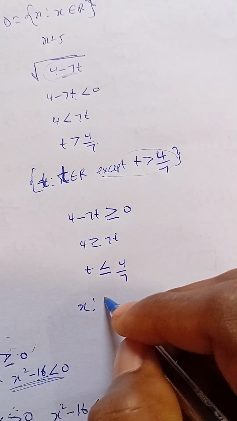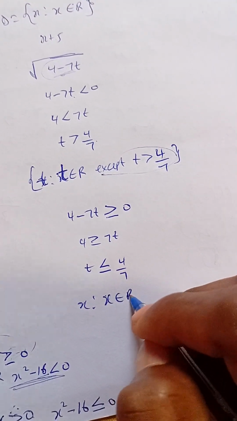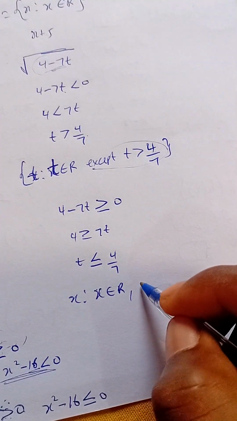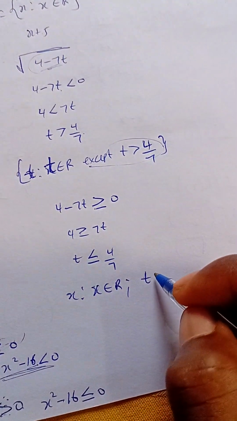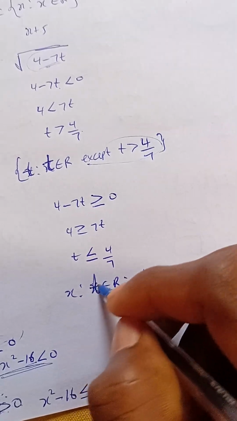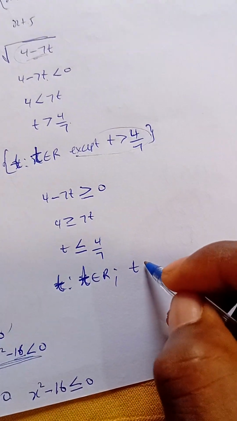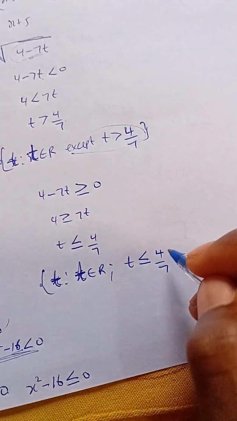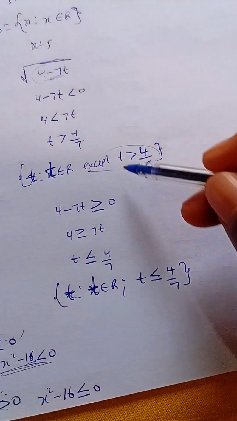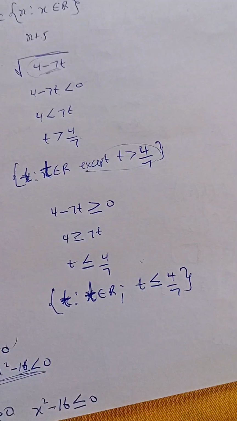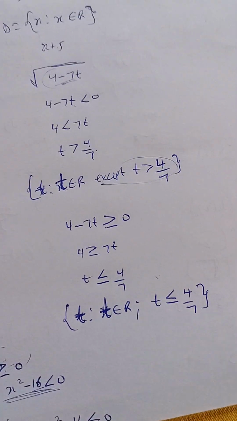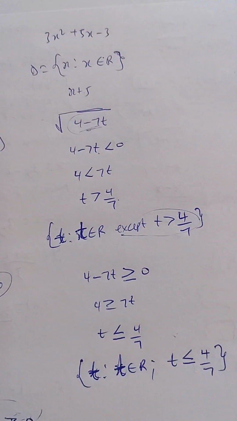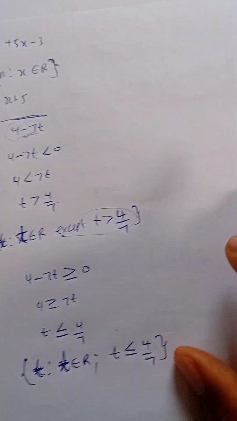So x such that x is a member of all real numbers where t, oh, I'm repeating the x again. And so this is t, sorry, where t is less or equal to 4 on 7. So in objectives, you should watch out, any of this can work. So that's how you find domain. We are good with domain.